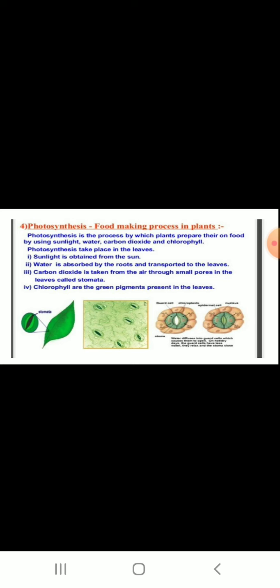Chlorophyll. See children, even in some plants which look reddish brown or yellow in color, even those leaves have a little amount of chlorophyll present, and that is why photosynthesis is possible. So almost all plants have chlorophyll and hence synthesize their own food, hence they are called autotrophs. So you can see very clearly stomata here, stomata will be present in the leaves.